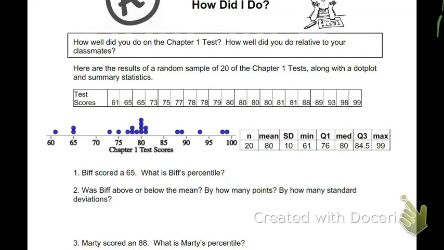All right, how would I figure out Biff's percentile? You have to find the count and then divide. So Biff's score is one of these two 65s. I don't know which one it is. I'm going to grab everything that is his score or lower. So I'm going to grab both of those 65s and the 61. So 3 students scored a 65 or lower.